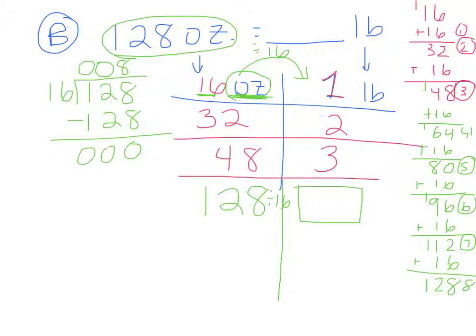And you've got 0 remainder. So that means that 128 ounces is equal to your 8 pounds. So this time we used division to get that.